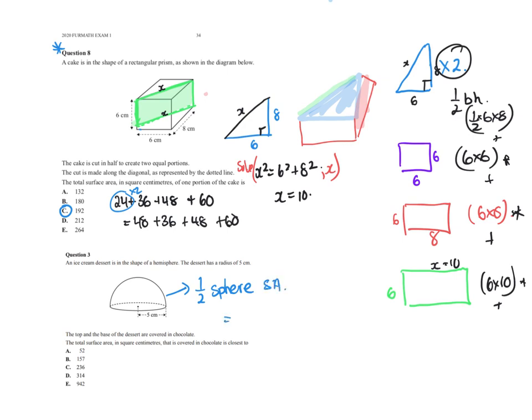So it's just half a sphere surface area, which is a half times 4 pi r squared. So it's going to be 2 times pi r squared, which is 2 times pi times the radius squared. So I get 2 times pi times 5 squared, and that equals 157. So 157.